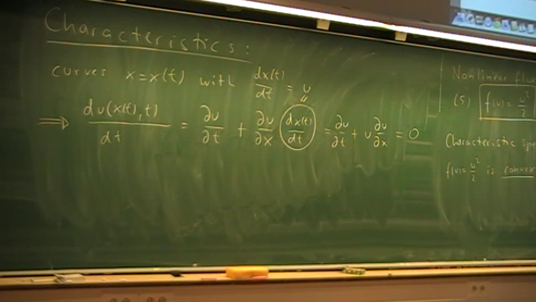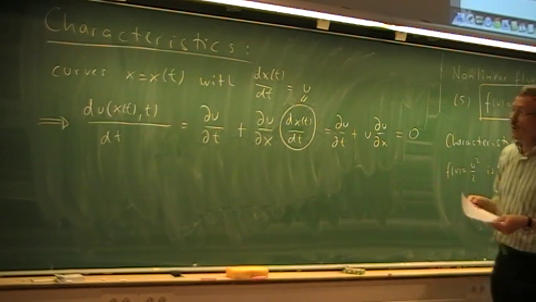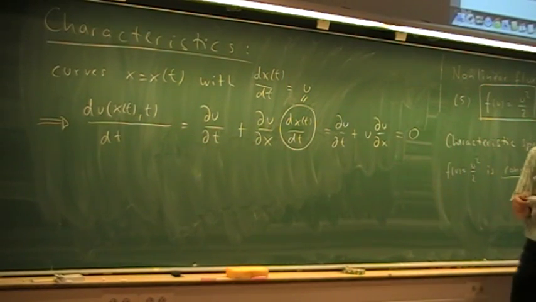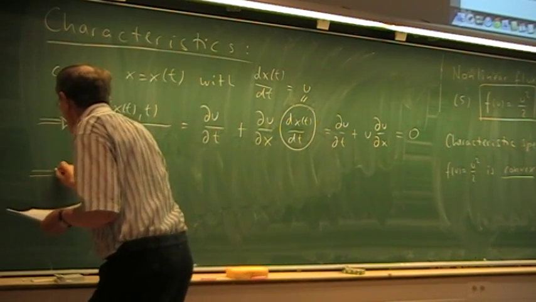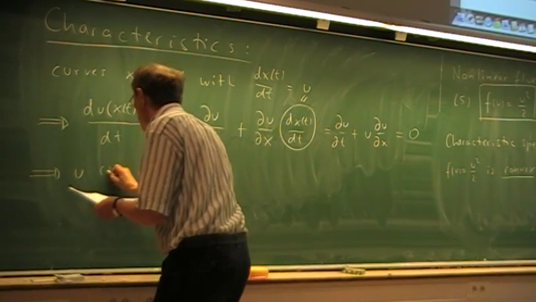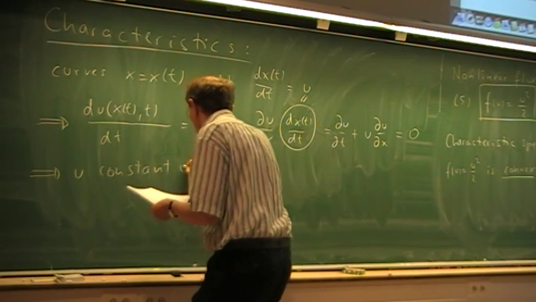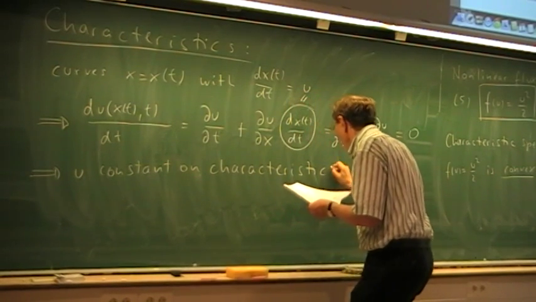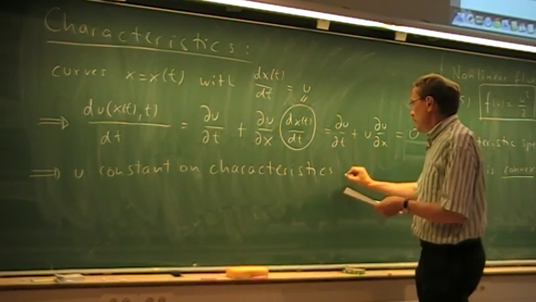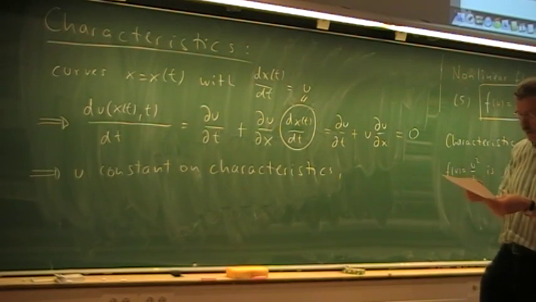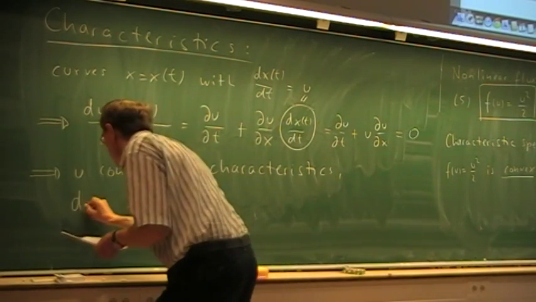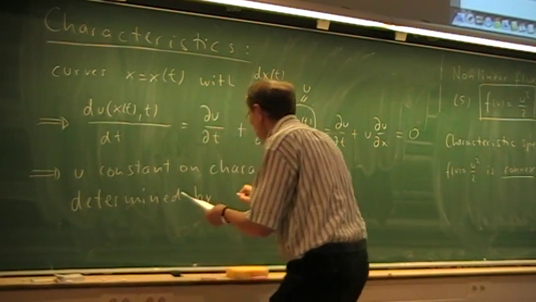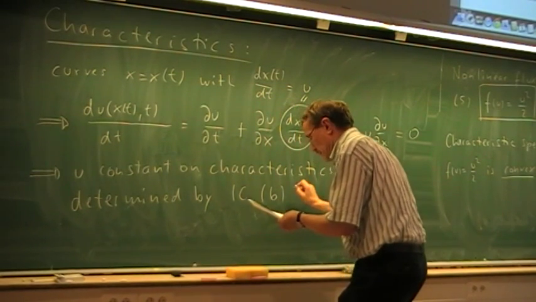So that means that u does not change when we are on a characteristic. That means u is constant on a characteristic. That is the consequence: u is constant on characteristics. And actually this is then determined by the initial condition.